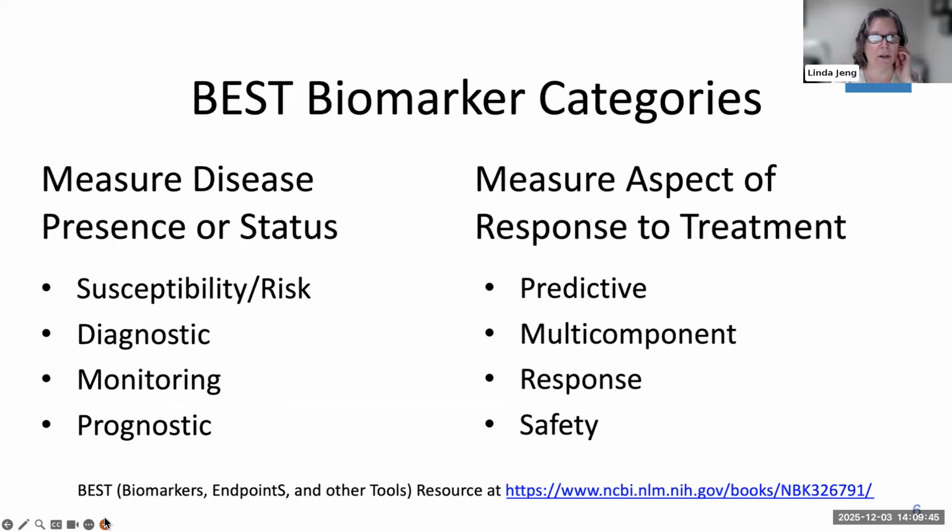There are other types of biomarkers, so I just wanted to acknowledge that and go through a little bit about the BEST biomarker categories, and there's a reference at the bottom of the slide for you. There are different groupings. Some of those biomarkers measure disease presence or status, like susceptibility or risk, diagnostic, monitoring, or prognostic biomarkers. Others measure the aspect of a response to treatment and could be predictive or pharmacodynamic or response. Those are more likely to be the ones used as surrogate endpoints, and then there are safety biomarkers as well.